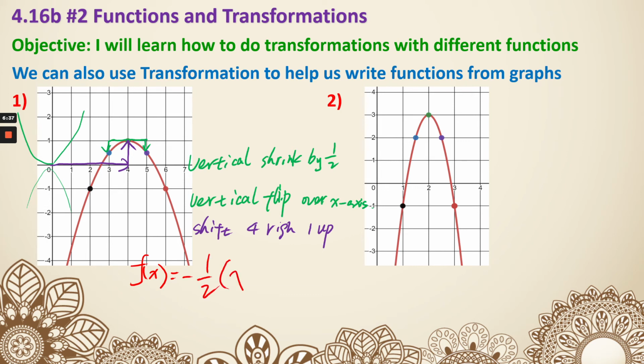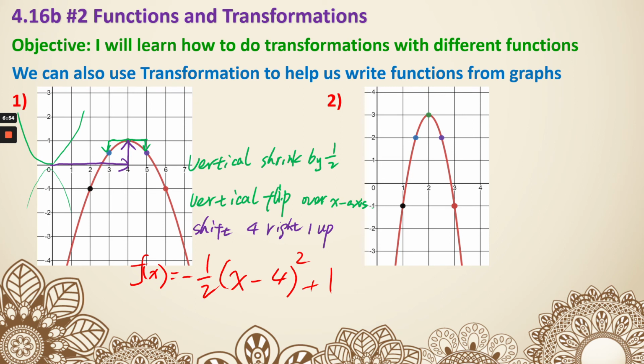Then inside parentheses, it is 4 right. So let me fix that, it's 4 right. That means I'm going to subtract 4, then square, and 1 up means I have a plus 1 on the end.